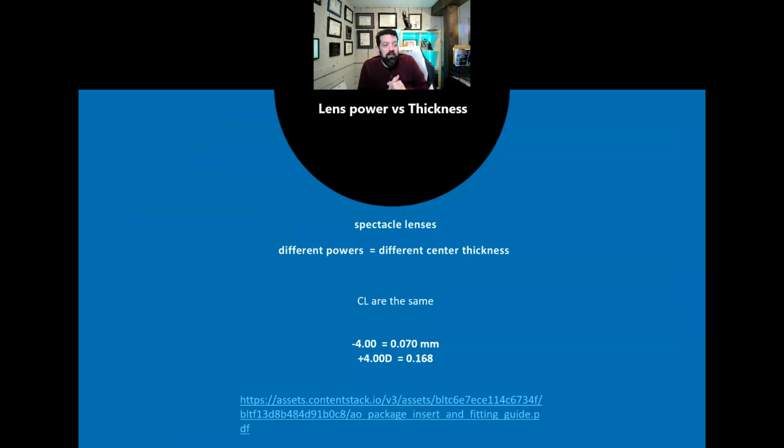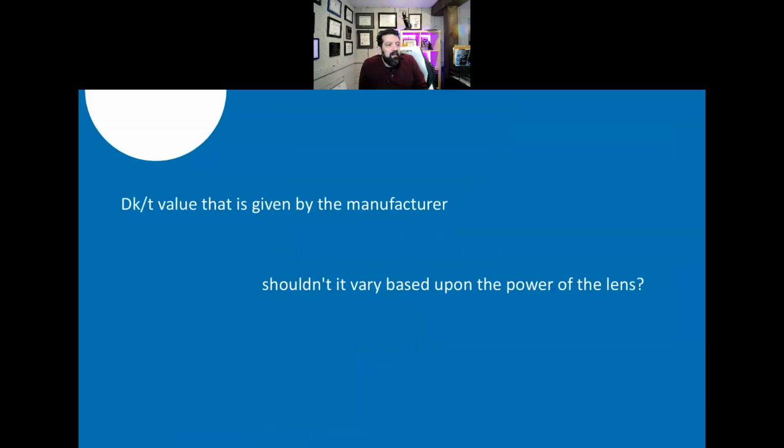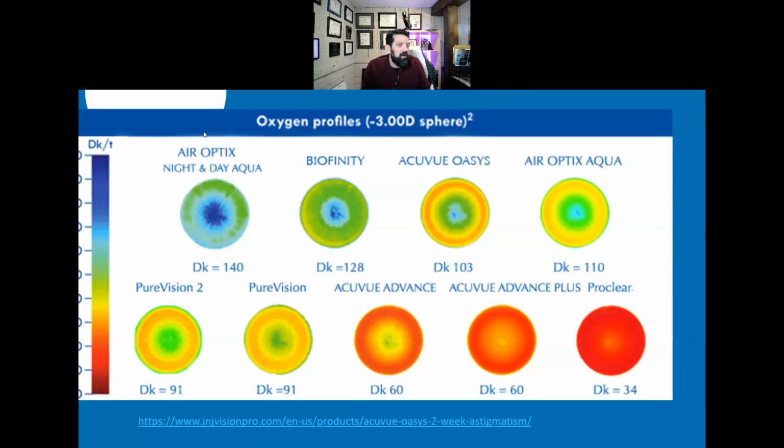If I have this -3, which would be arguably close to this -4 in terms of its thickness, a +4 from that same material, same brand, is arguably going to have a thicker center thickness. So this is why I like some of these. I found this J&J Pro website, and they have all of these graphs, and these are all -3 spheres. And what they do is they take the center thickness, and that's normally where you find your DK over T.